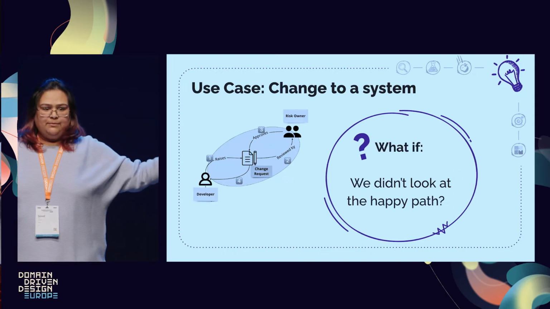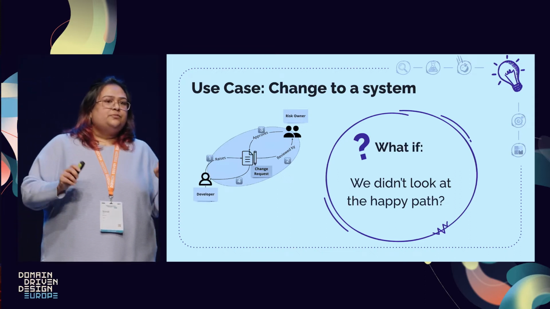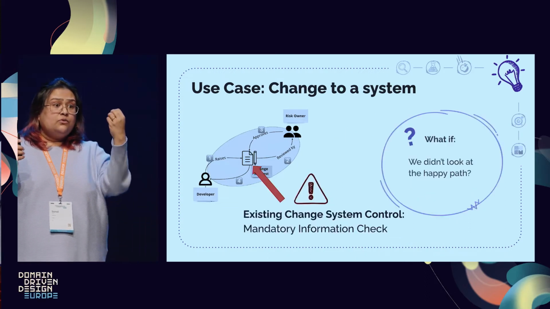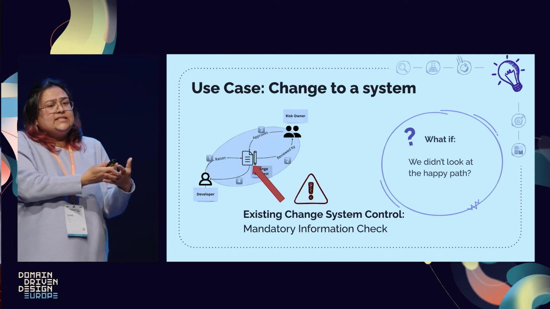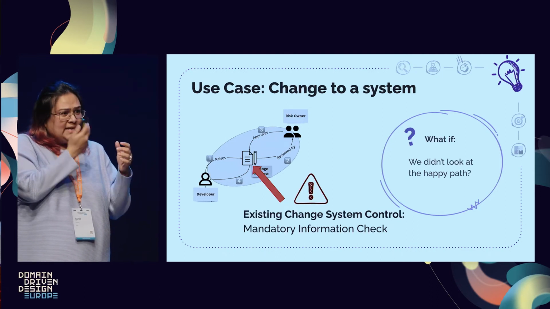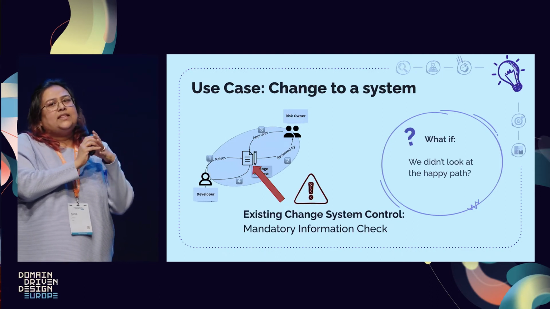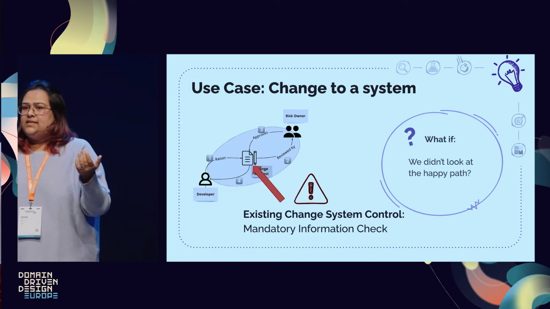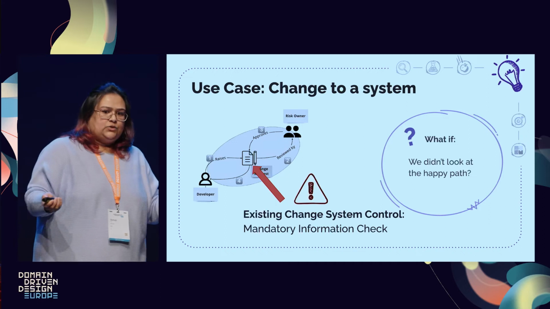So same use case, just the approval process. And now we thought, well, if we zoom in, what's the difference that we're looking for? And we said, let's look at the unhappy path, because the happy path is unlikely to give us anything different. And that's what we did.